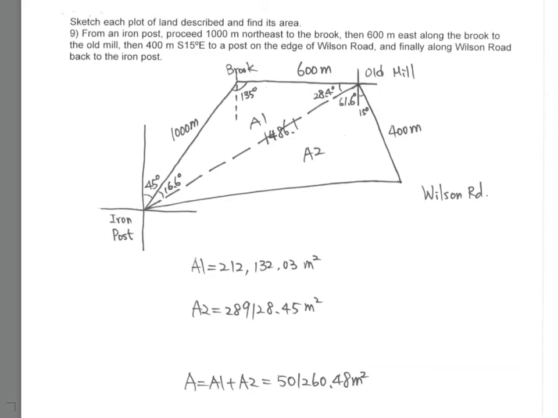Well, I shouldn't say you cannot assume all the time, but sometimes look at the information for your first line. From an iron post, proceed 1,000 meters northeast. Northeast is like dividing north and east in half, so it bisects the angle between north and east, which would be 45°. That's the only type of question where you can assume. For the other angle measurements, you have to read the stories and follow along.